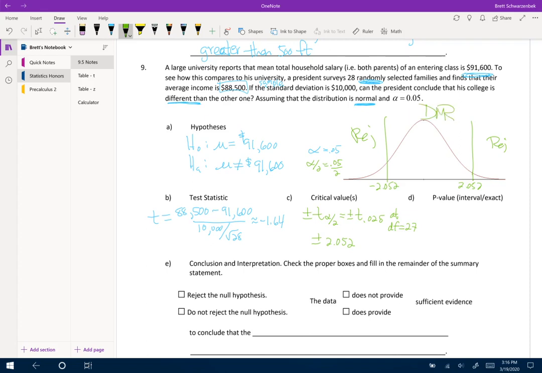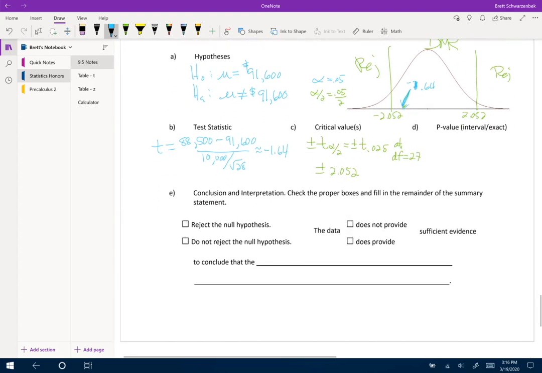So therefore, let's take our test statistic of negative 1.64 and place it in the graph itself. Clearly, it's going to be in the region for not rejecting the null. So we go down to our conclusion. We do not reject, which does not provide sufficient evidence. Basically, the alternative here is stating that the mean income for the household is not 91,600. So that's what we write.